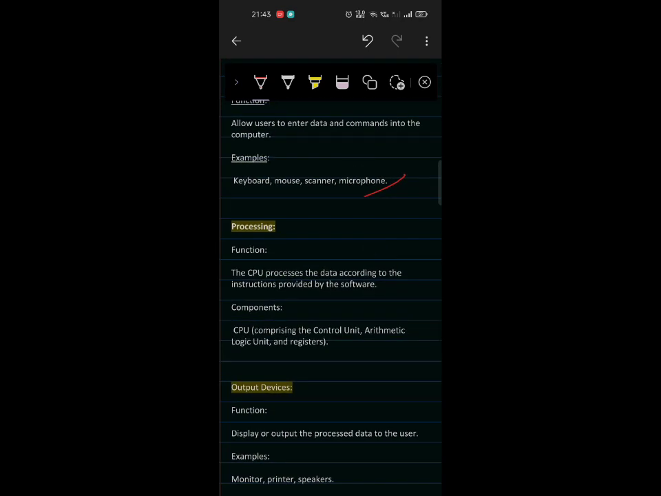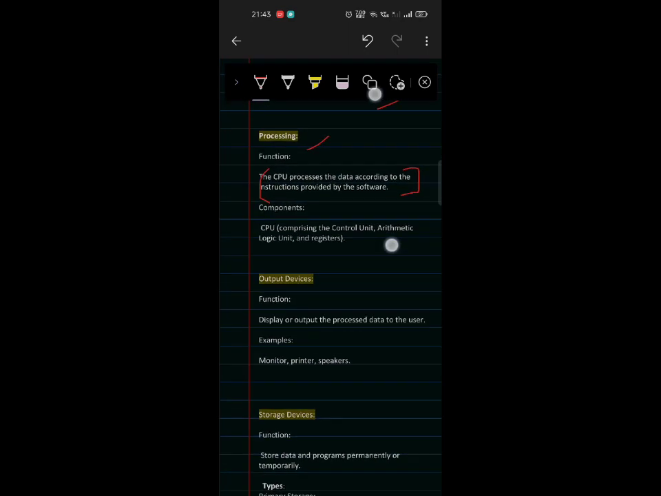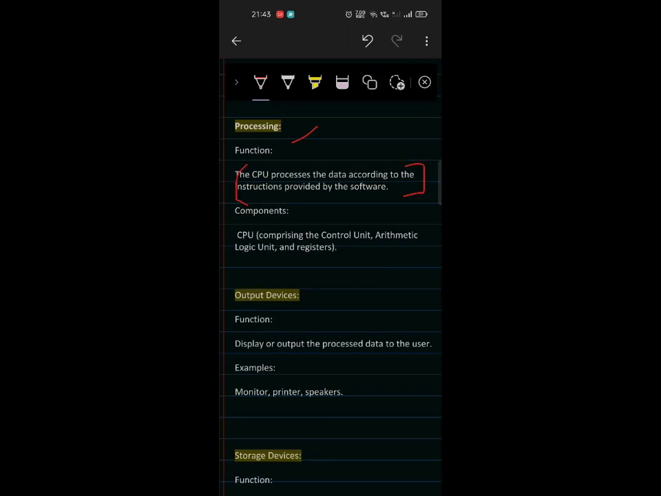Processing devices. The function of processing devices: the CPU processes the data according to the instructions provided by software. The CPU, or central processing unit, which is the brain of the computer, processes the data that was given to the computer in the form of instructions. Components of the CPU comprise the control unit, arithmetic logic unit, and registers.